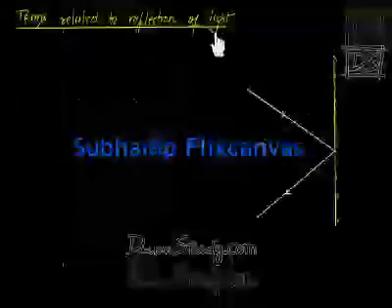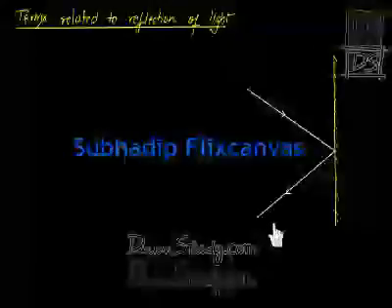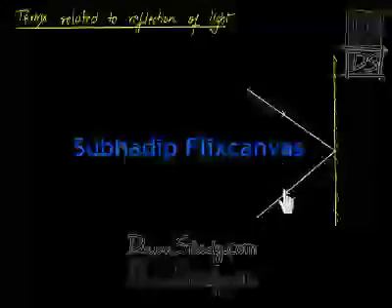Terms related to reflection of light. As you can see, this is a plane mirror. A light ray hits and reflects. So in this situation, we will define some terms which will help us understand more easily about light.